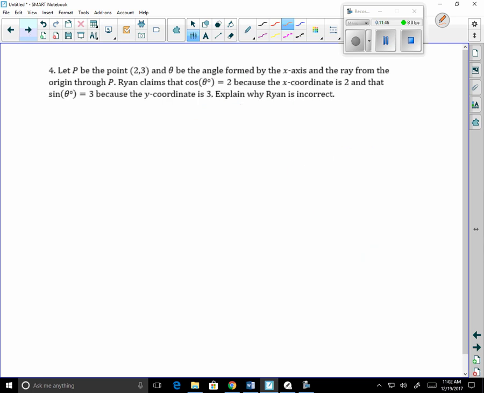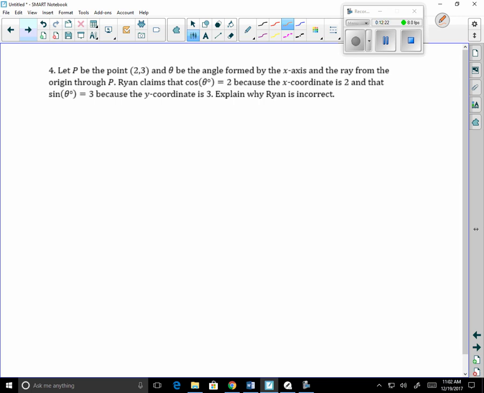Number 4, let P be a point (2, 3), and theta be an angle formed from the x-axis and the origin. It says Ryan claims that the cosine is 2 and the sine is 3. Why is he incorrect? Now, we've been saying for the last day and a half that any point on the unit circle has an x-coordinate of cosine and a y-coordinate of sine. So you might be saying, I don't understand why he's incorrect. Well, the reason why is it doesn't actually say anything here about this being on the unit circle. So because of that, I actually have to determine if this point is on the unit circle or not.